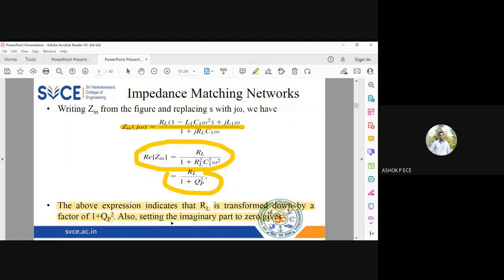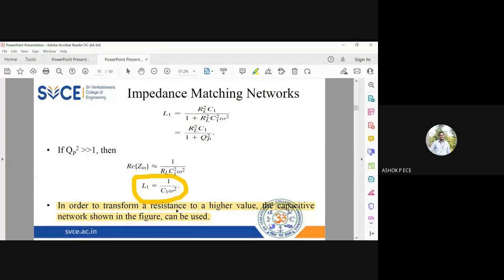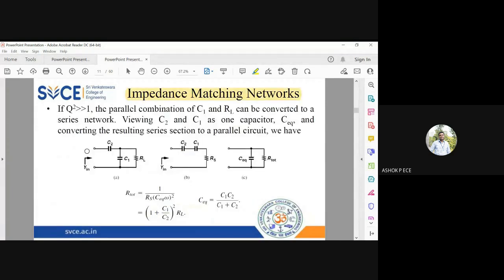But when you are going to transform the resistance to a higher value, you can go for this capacitance-based network. So I'm going to have two capacitances, C2 and C1. Analyzing this network is going to be difficult. So what I'm going to do is convert the C1 RL parallel into C1 RS series. Okay, so C1 RL parallel is converted into C1 RS series, and you know C1 in series with C2 I can replace by C equivalent.